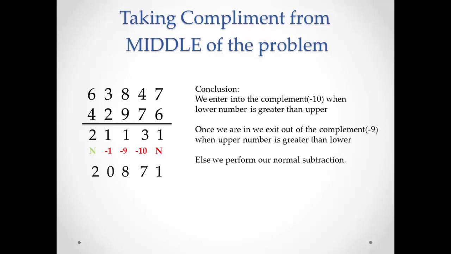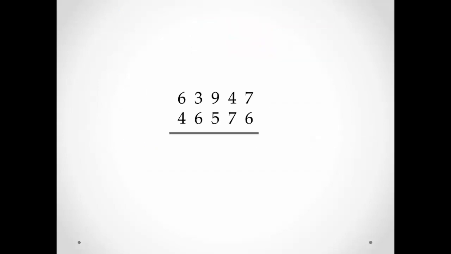So the conclusion that we get is whenever we enter into the complement, it is when the lower number is greater than the upper, and once we exit out of the complement, it is when the upper number is greater than the lower, else we perform normal subtraction. So now we'll be directly finding out the answer in this problem. So 6 minus 7, it's a normal subtraction. We'll directly write it as 1.